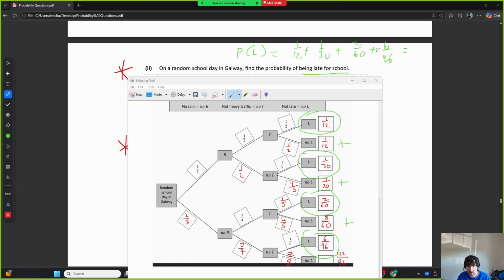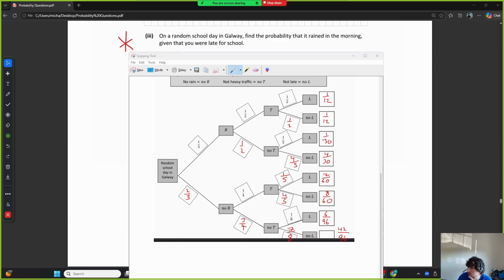Right, let me type that in here and see what we get. 1 over 12, 1 over 30 plus 2 over 60 and then plus 6 over 96. Okay, so that's working out at about 17 over 80. Okay, 17 over 80. Right, I'll make some room now for the next part. So let me pause and make some room. Okay, so I've set that up for us now. So obviously give this a go, pause the video and try it.